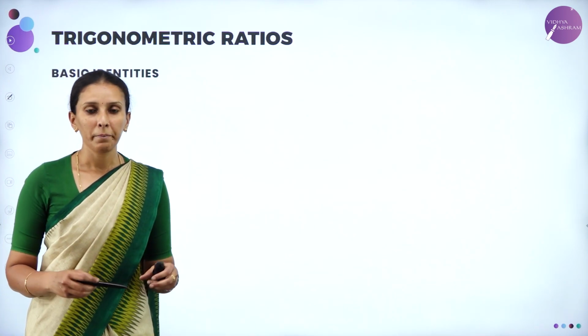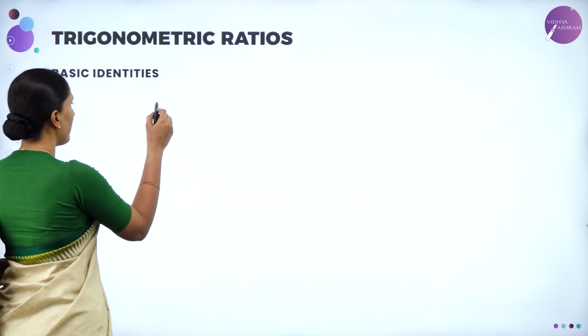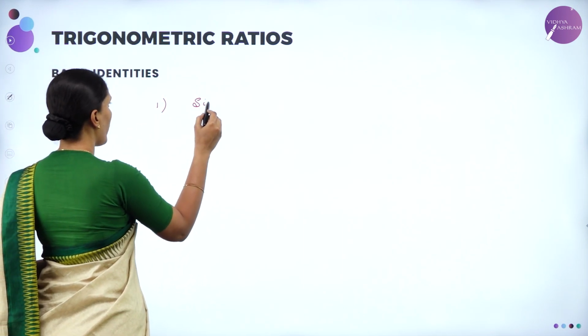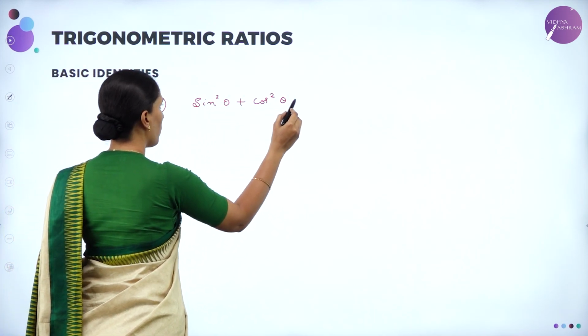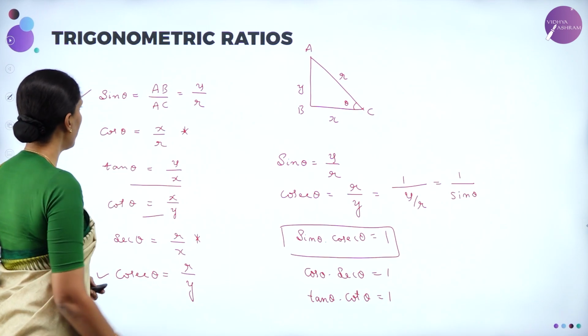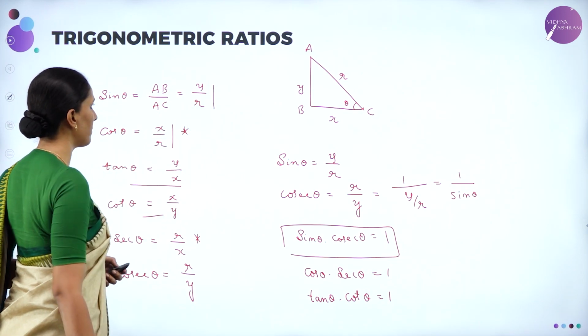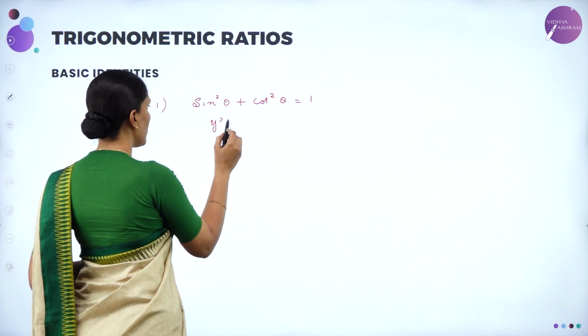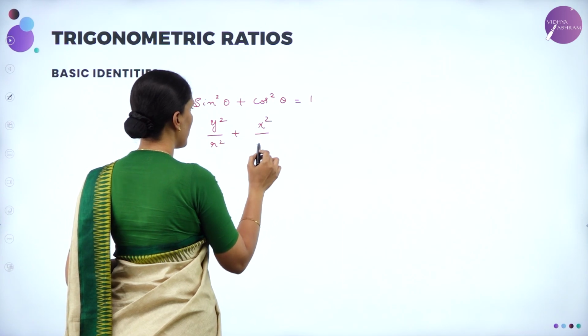Some of the important basic identities in trigonometric ratios, you have to learn this. The very first one is sine square theta plus cos square theta is equal to 1. You can observe here sine theta is Y by R, cos theta is X by R. So if we substitute here, then it is Y square by R square plus X square by R square.